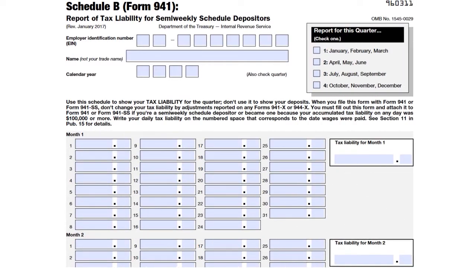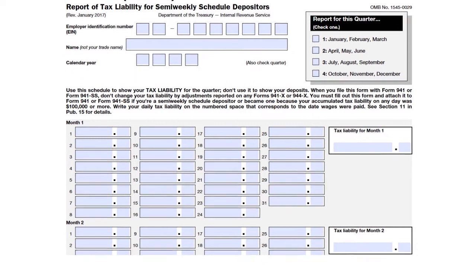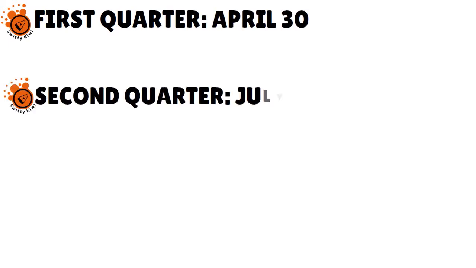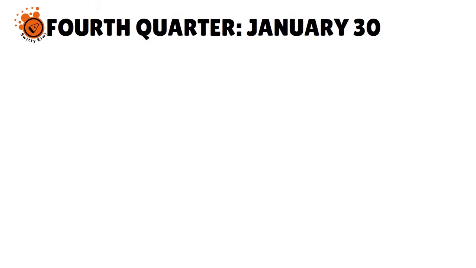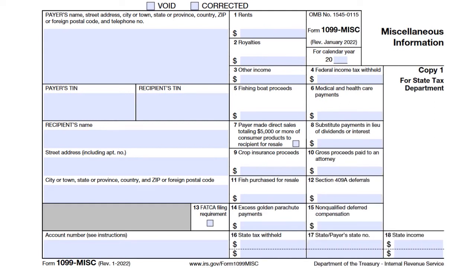This form, Form 941, also known as Schedule B, reports how much federal income tax and payroll taxes you have withheld from employee paychecks. Form 941 must be filed on a quarterly basis. This form is only required for businesses with employees. So if you are a sole proprietorship or a single member LLC, you don't need to file Form 941. The due dates are: first quarter, April 30th; second quarter, July 30th; third quarter, October 30th; fourth quarter, January 30th.